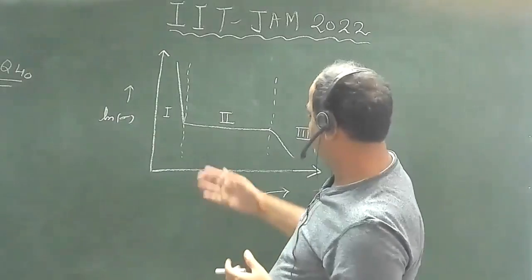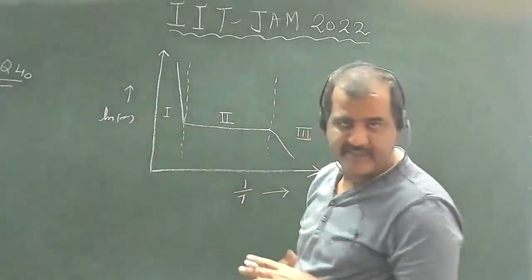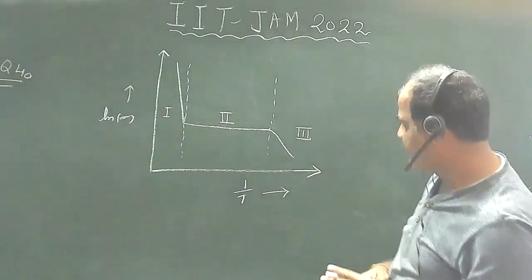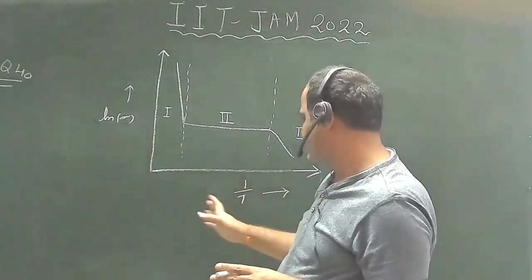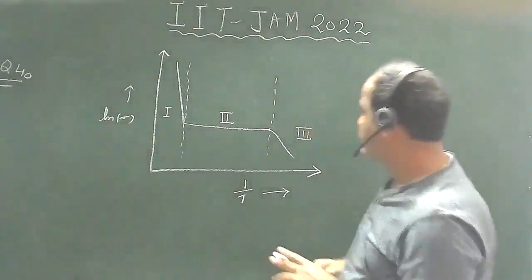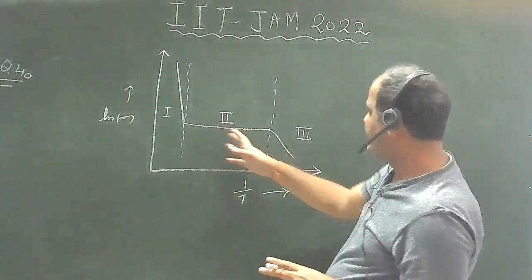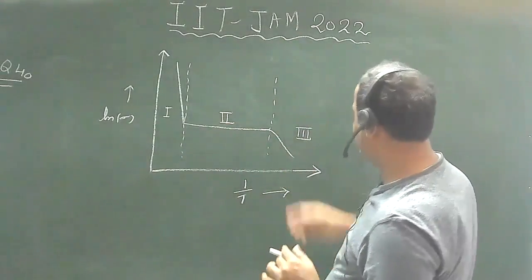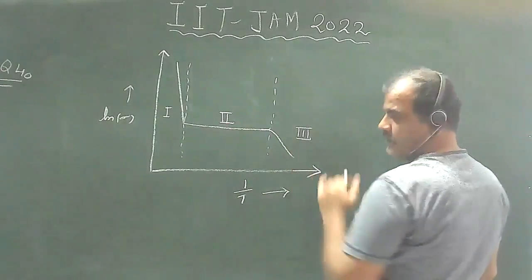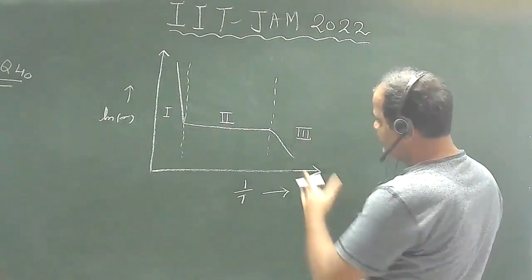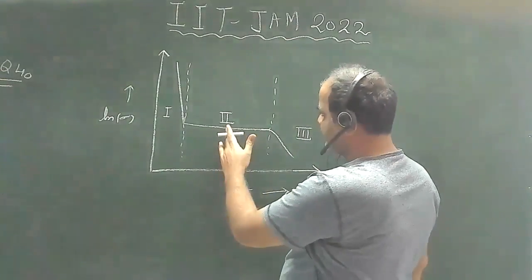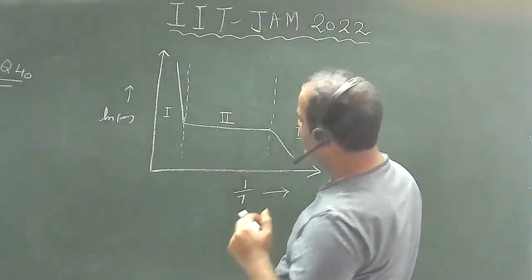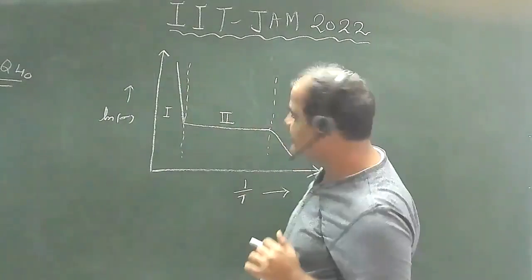So in this question, an n-type semiconductor is given, and for the semiconductor, they have given a plot of log of conductivity versus inverse of temperature. As you can see in this plot, we have three regions. This region corresponds to the low temperature region, which they have told is the freeze out region. The second region is the saturation region, and the first region is the intrinsic region.